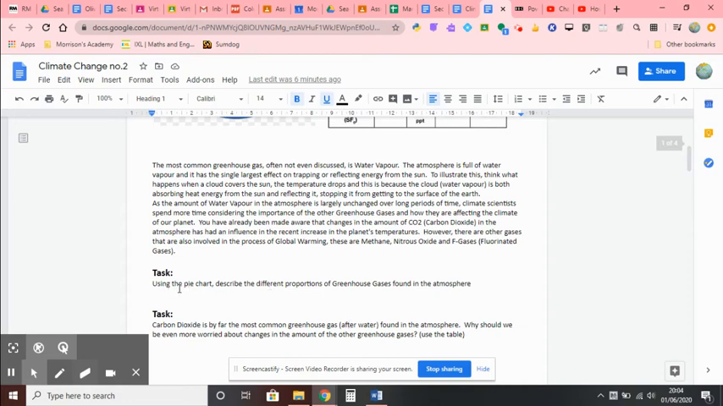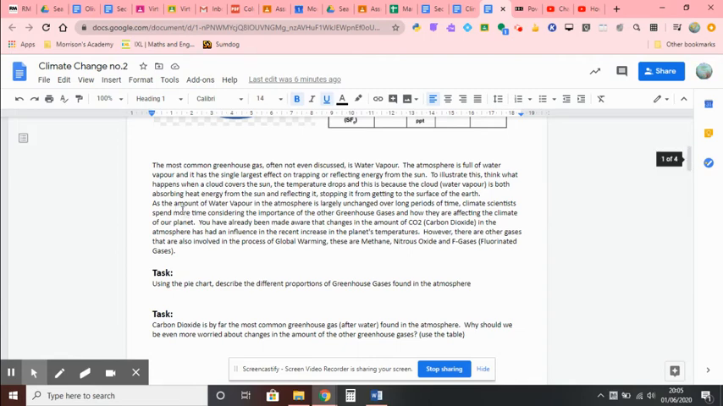The first one is to use the pie chart to describe the different proportions of greenhouse gases found in the atmosphere. And then the second question is to tell me why carbon dioxide is by far the most common greenhouse gas after water found in the atmosphere. Why should we be even more worried about changes in the amount of other greenhouse gases? And in brackets, use the table. Now, both of these questions just use information from the table. And the first one is very straightforward.